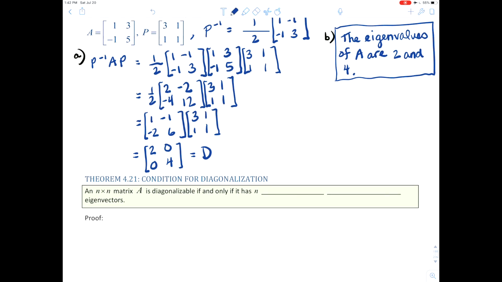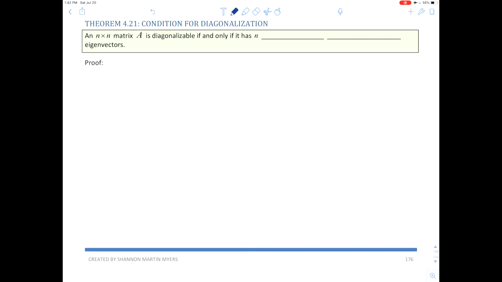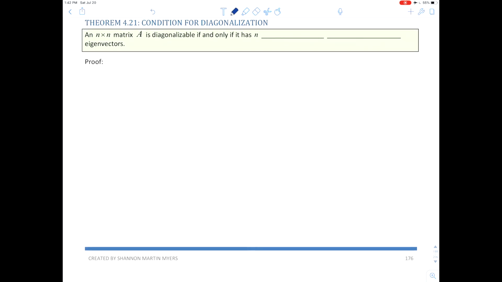All right, so we come to our next lovely theorem now. Condition for diagonalization. An n by n matrix A is diagonalizable if and only if it has n linearly independent eigenvectors. Cool, cool? So the proof for this one's a little bit longer, but it's also a very, very cool proof here. So let's check it out.